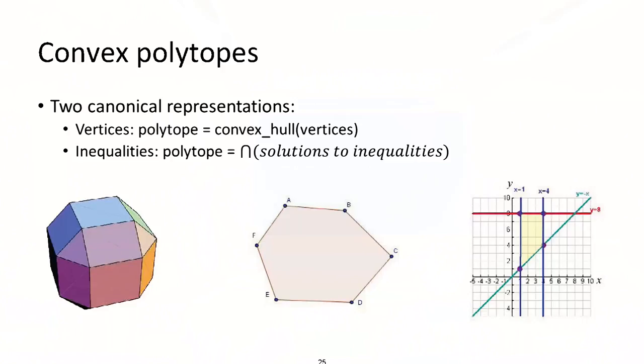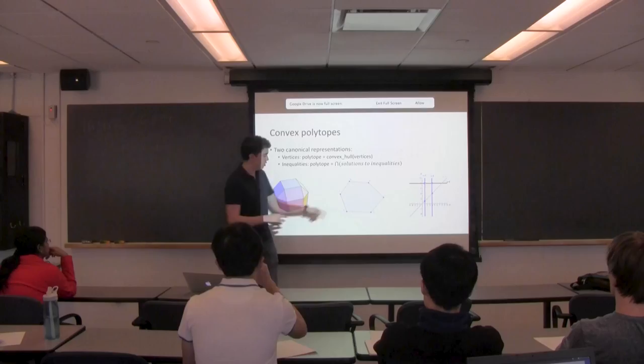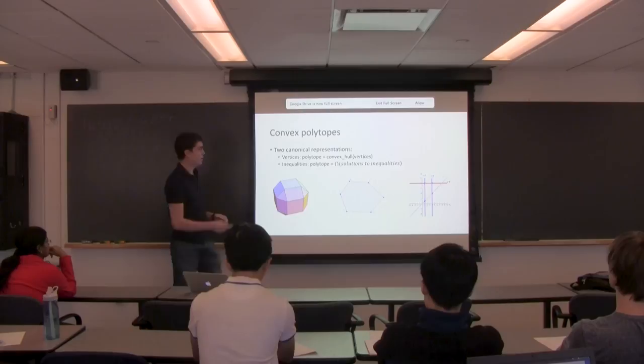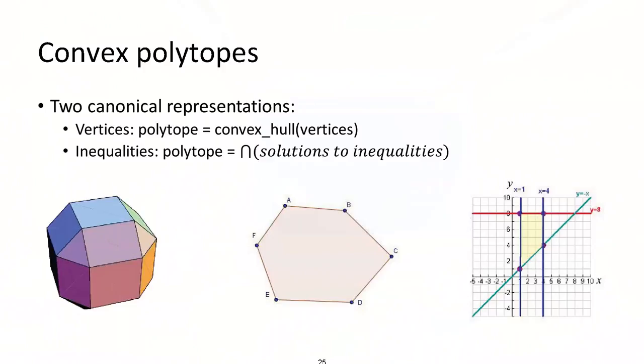So what we do, we have two types of representations that we like. One is convex polytopes. That's just the generalization of a convex polygon into n dimensions. And we have two basic ways that we can represent these convex polytopes. One is with a list of vertices, like this, A, B, to F. And then the convex polytope is defined as the convex hull.